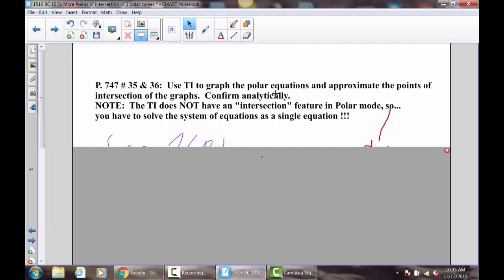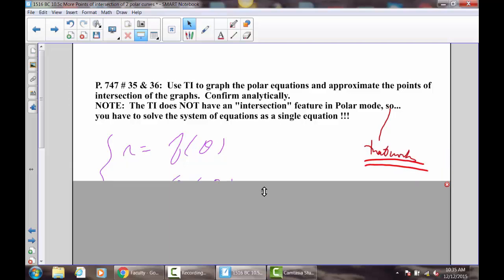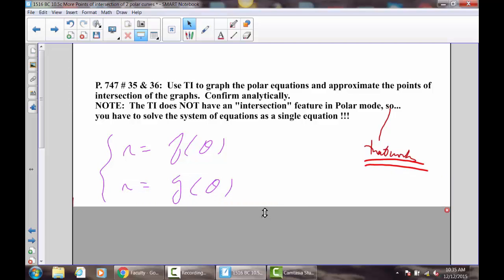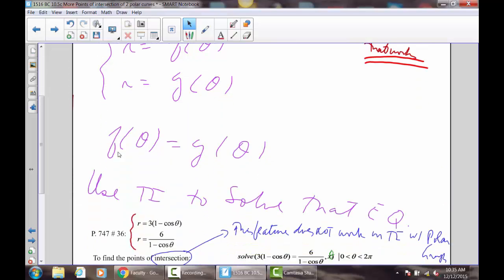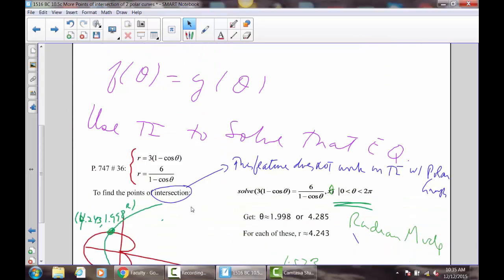Now, use the TI to graph the polar equations and approximate the points of intersection of the graph. Confirm analytically. Unfortunately, on your calculator, when you're in polar mode, there is no intersection feature, so you actually have to solve the system of equations as a single equation. What you'll do is set the 2 equations equal to each other and solve that on the TI.